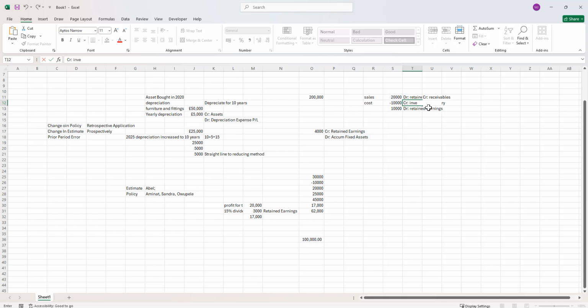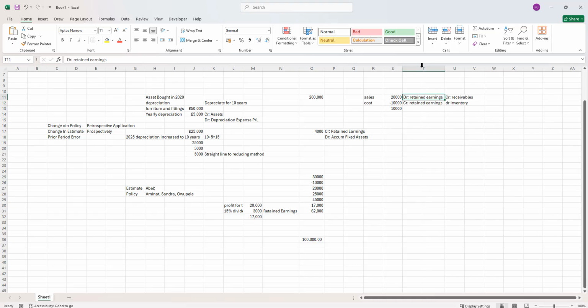Because I'm confusing you guys. You are going to create retained earnings too. I'm confusing you guys. Don't forget what we are doing. Do you get the logic of what I'm doing here? See, these two things will give you the 10,000 that you have here. Debit retained earnings. Does it make sense to you?